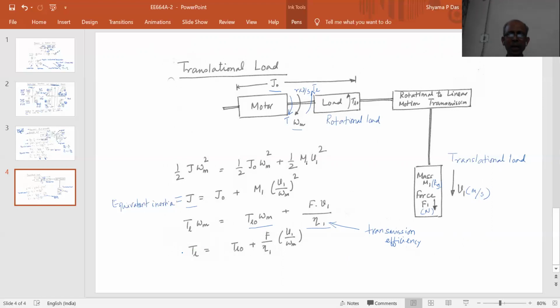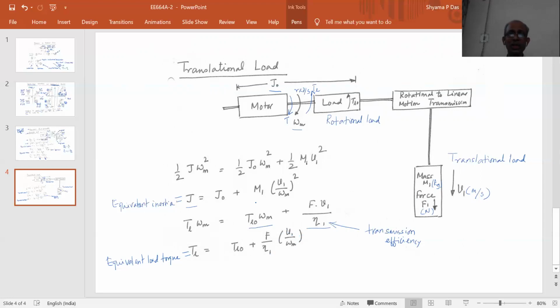So the equivalent load torque TL for a translational load is equal to the load torque of the 0th load, which is the rotational load, plus F by eta 1 into v1 by omega m, where v1 is the linear velocity of the translational load. So this is how we can find the equivalent inertia and the equivalent load torque of a motor load combination.